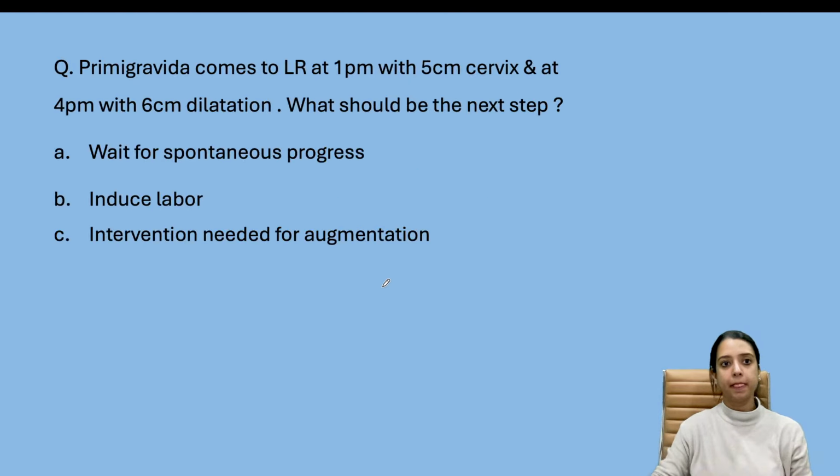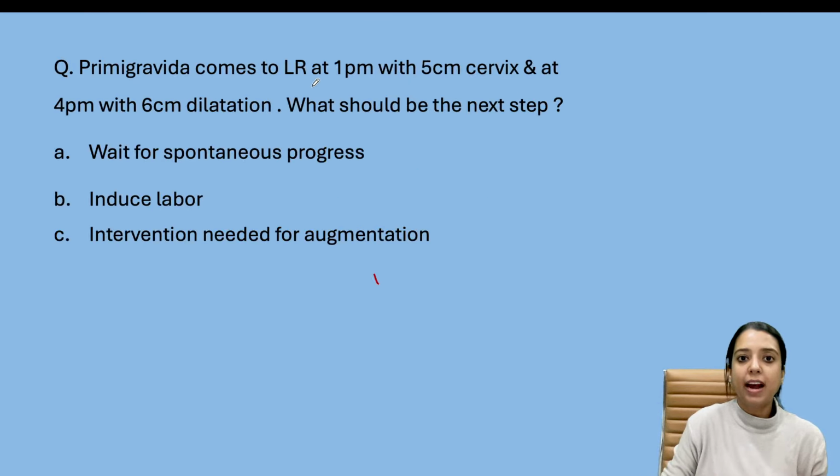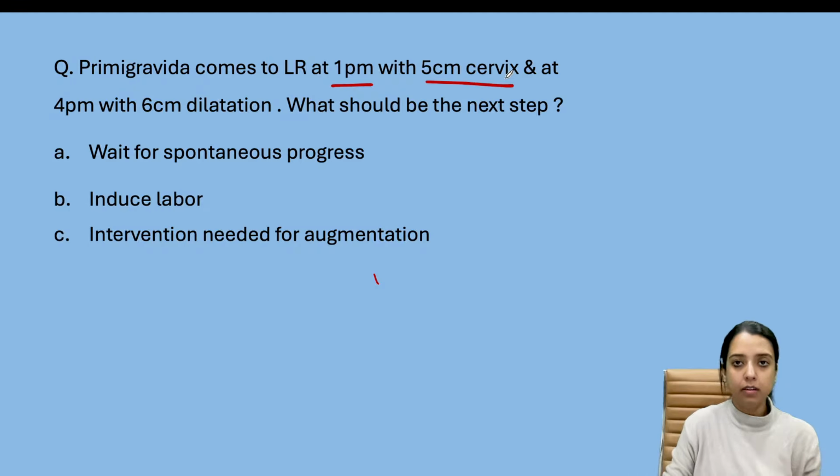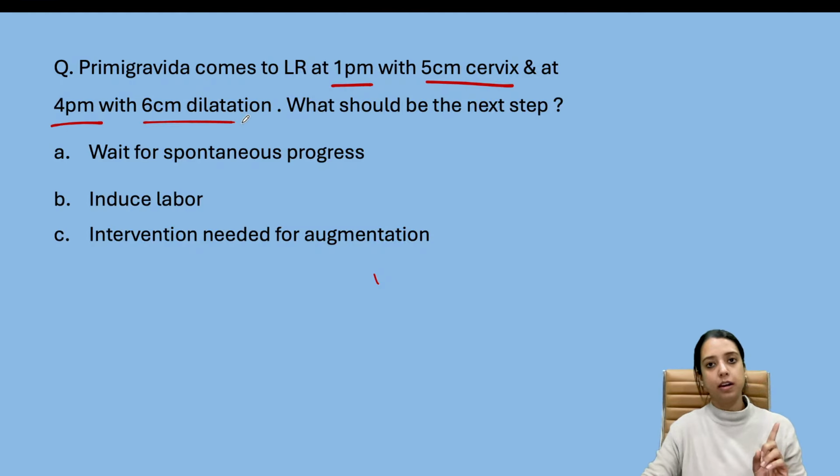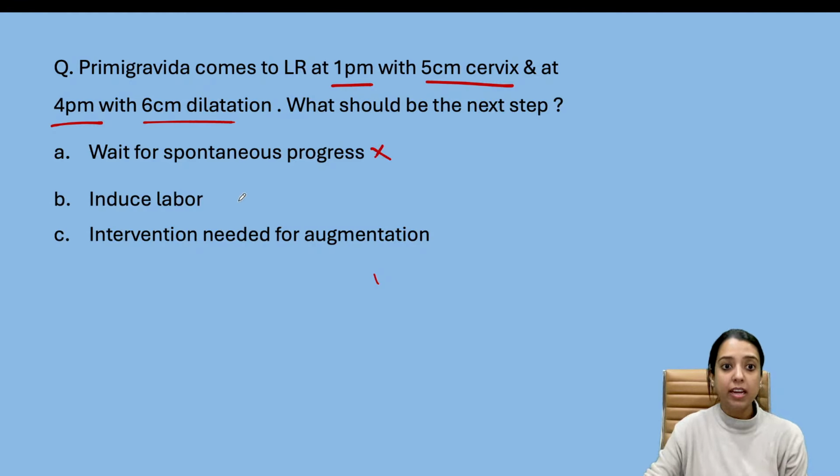Dekho question. Primigravida comes at 1 p.m. for 5 centimeter. She's in active phase. At 4 p.m. after 3 hours, she is only 1 centimeter dilated. Is she slow? Yes. What is the next step? Wait for spontaneous? No. Induce. Induce hota hai when she is not in labor, you are starting it.